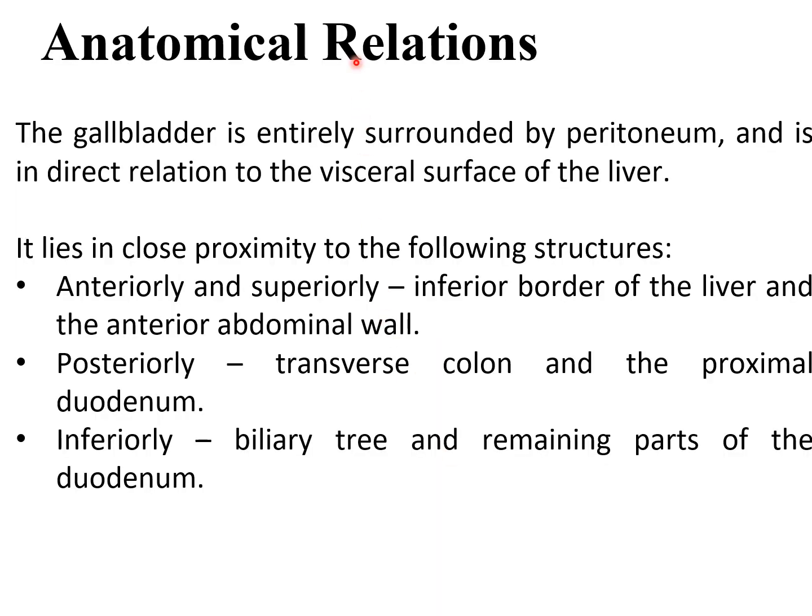Coming to anatomical relations. The gallbladder is entirely surrounded by peritoneum and is in direct relation to the visceral surface of the liver. It is in close proximity to the following structures. Anteriorly and superiorly we can see the inferior border of the liver and the anterior abdominal wall. Posteriorly we can note the transverse colon and the proximal duodenum. Inferiorly there is the biliary tree and the remaining parts of the duodenum.